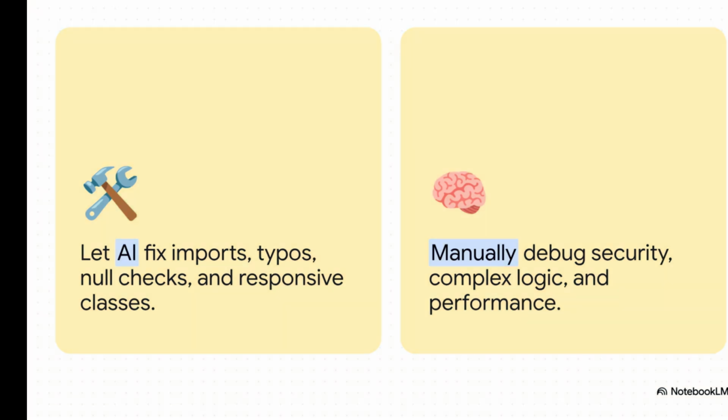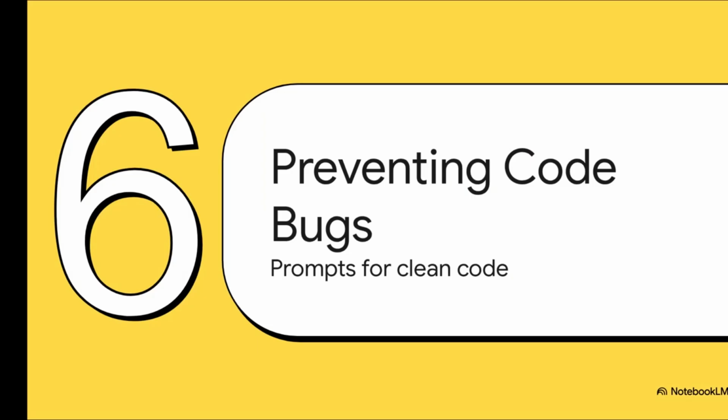But you must step in and debug manually for things like security vulnerabilities or complex state logic, where you really need to understand the actual data flow, and definitely for performance optimizations. Rule of thumb, never blindly trust AI with authentication or user data code. Just don't do it. Ultimately, the absolute best debugging strategy is preventative medicine, bringing us to Section 6, preventing AI code bugs by writing prompts for clean code.